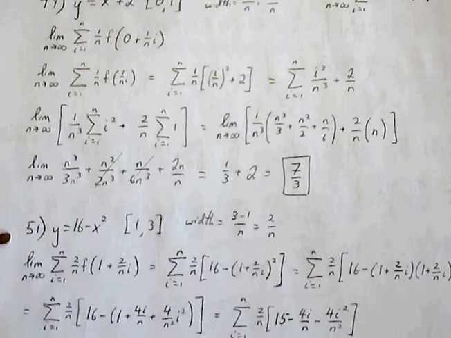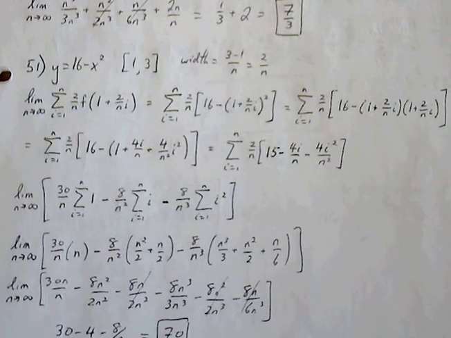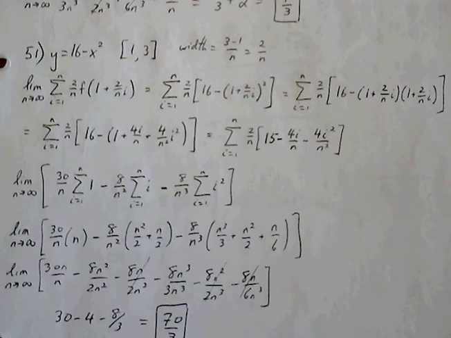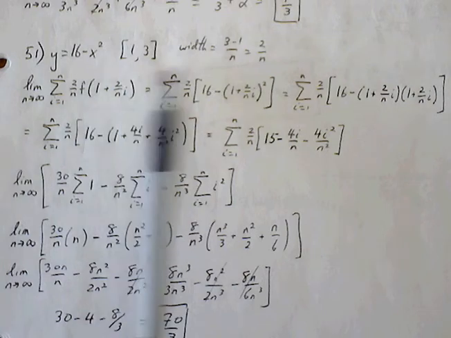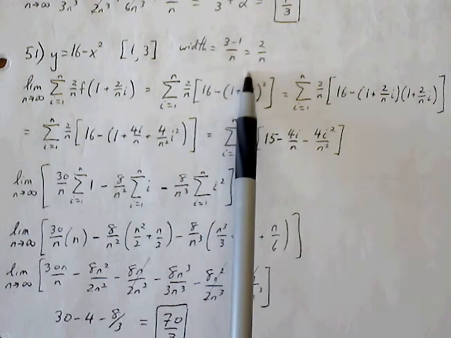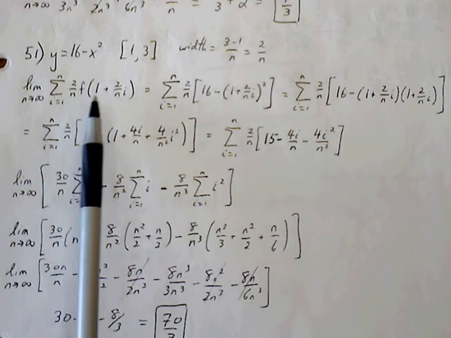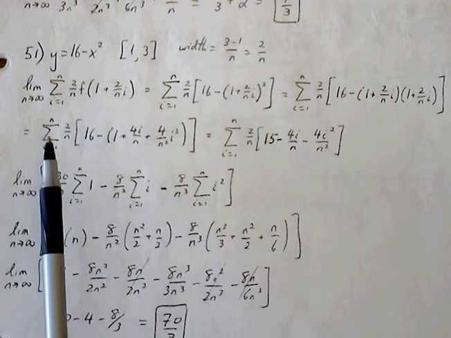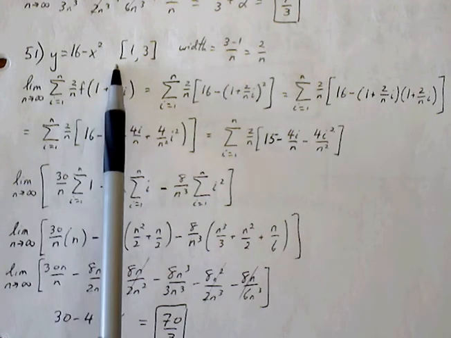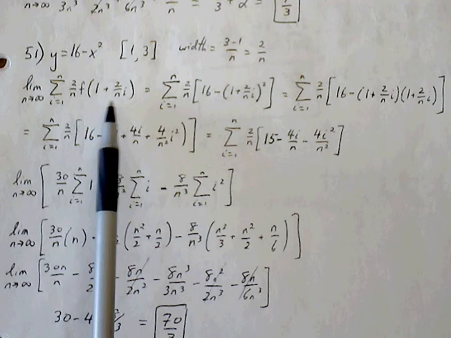Okay, 51, much the same way. We have our function, we have our a and b values, and we find the width, b minus a over n, which is 2 over n, and we plug into our formula: width times f of left plus width times i. The left endpoint is 1, and again the width is 2 over n times i.